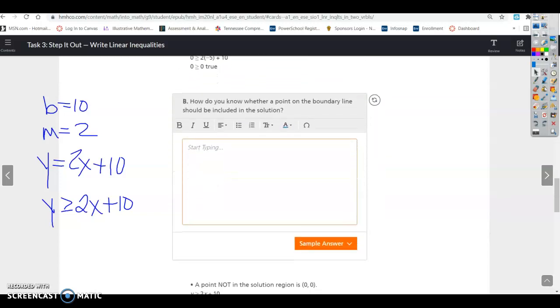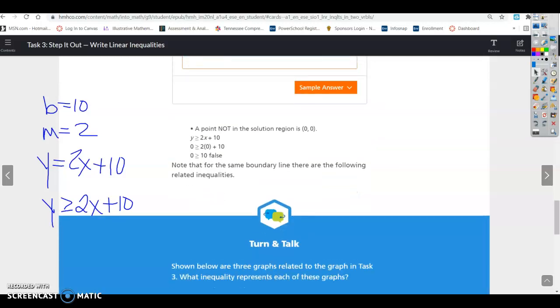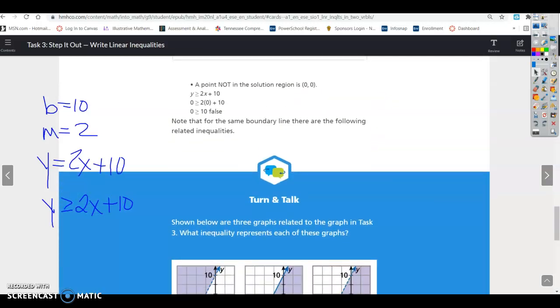How do you know whether a point on the boundary line should be included in the solution? If it's a dashed or dotted line, it would not be included. If it's a solid line, it would be included. It says a point not in the solution region is 0, 0. So 2 times 0 is 0, plus 10 is 10. Is 0 greater than or equal to 10? That's a false statement. 0 is not greater than 10.